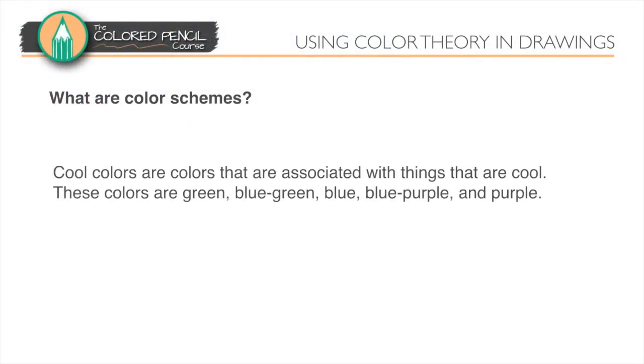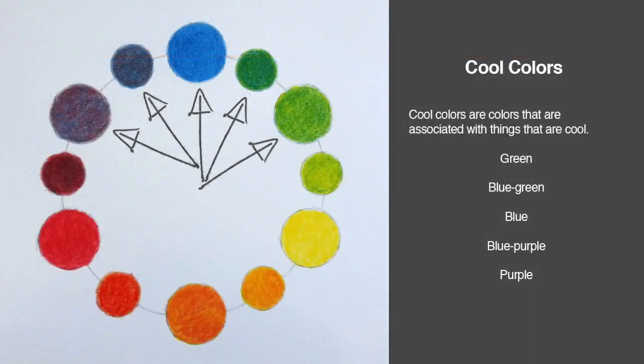Cool colors are colors that are associated with things that are cool. These colors are green, blue-purple, and purple. Just like warm colors, cool colors are also analogous to each other.